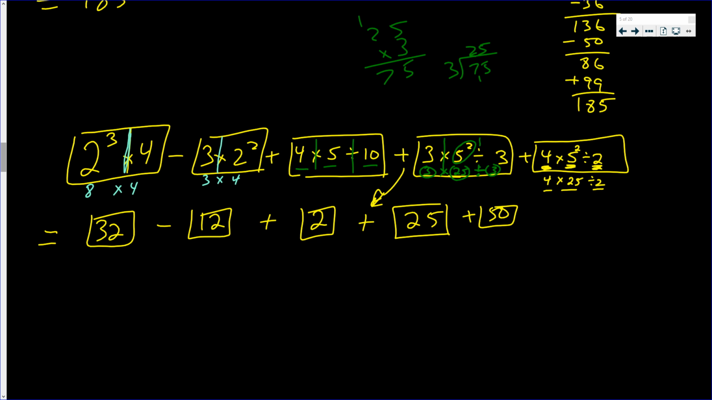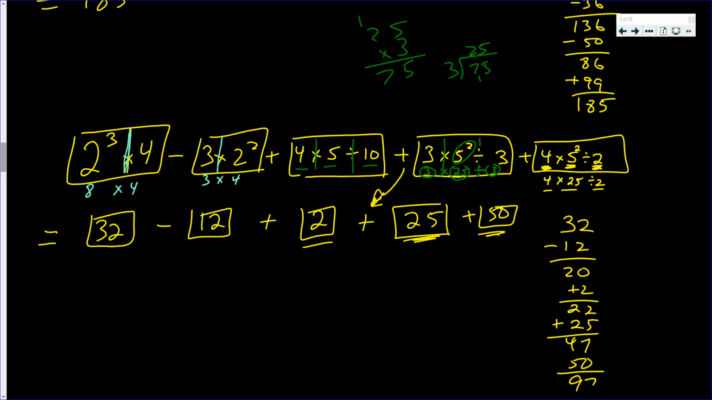So let's do the arithmetic on the side. 32 minus 12 is 20. Add 2. That's 22. Add 25. That's 47. Add 50 more. 97. Equals 97. That sure looks right.